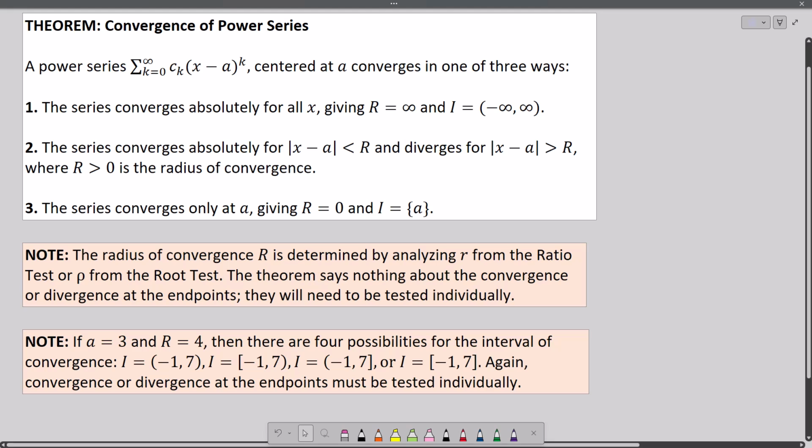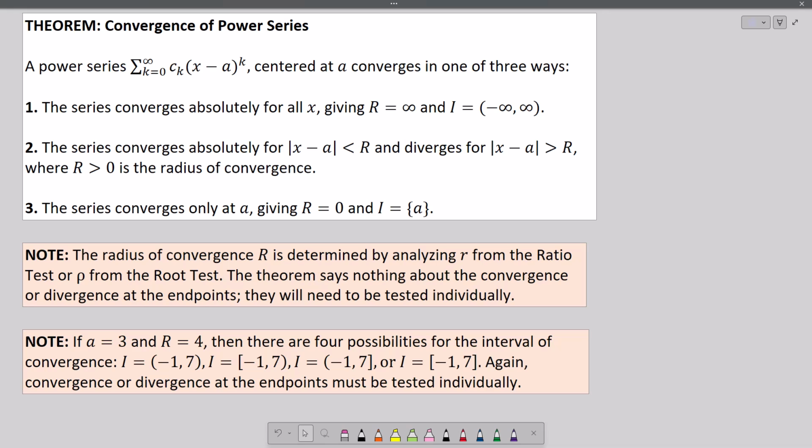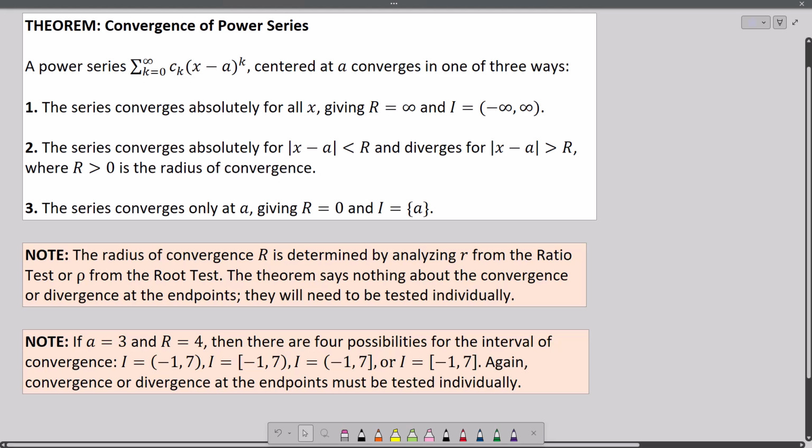Next possibility, which is the one that takes the most work, is the series converges for a group of x's that satisfy this inequality, and it diverges if you're beyond. So just like that picture on the last slide, the interval of convergence was that red interval. You have divergence outside of the interval of convergence.